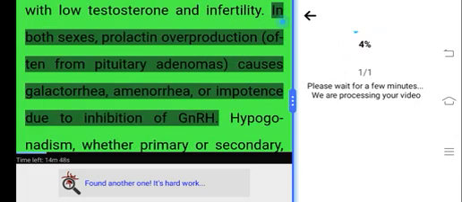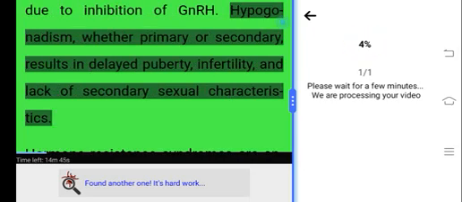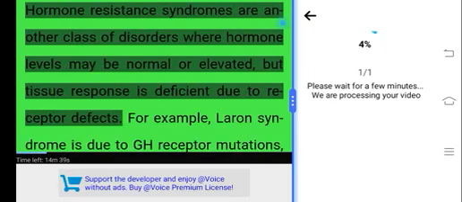In both sexes, prolactin overproduction, often from pituitary adenoma, causes galactorrhea, amenorrhea, or impotence due to inhibition of GnRH. Hypogonadism, whether primary or secondary, results in delayed puberty, infertility, and lack of secondary sexual characteristics.